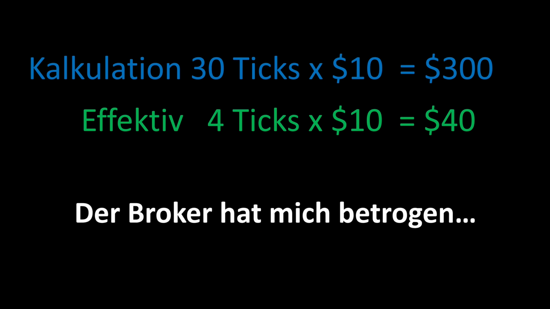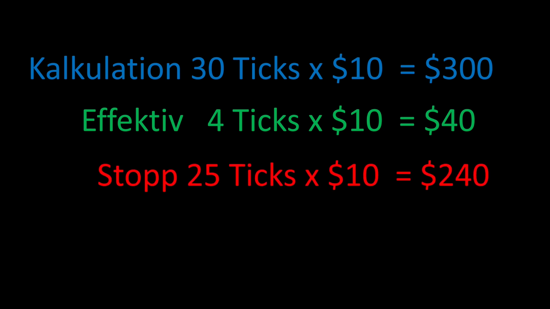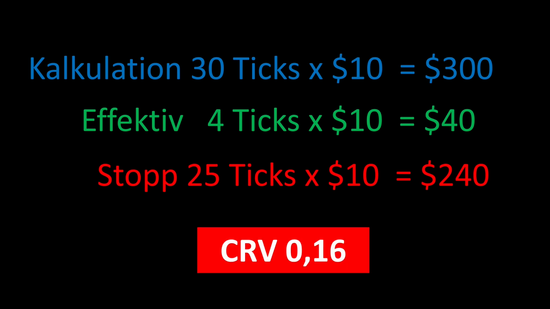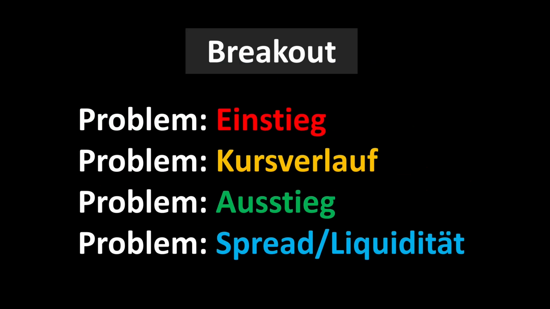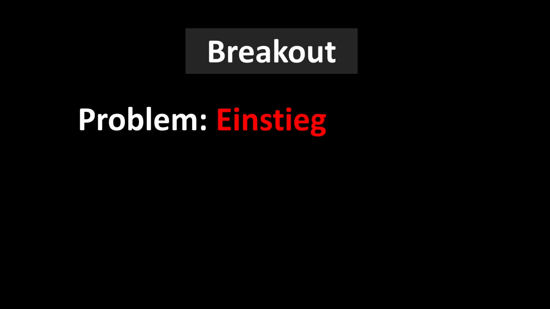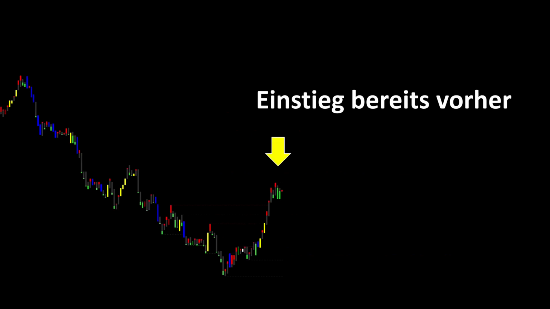But it gets even worse. Your stop was at 25 ticks, which corresponds to a negative CRV of 0.16. So, you must win 6.25 breakouts to compensate for a single loss. That's almost impossible. This means that there are several challenges with a breakout. The problem of entry could be avoided by entering the market before the breakout. But then the question arises, in which direction is the breakout going?